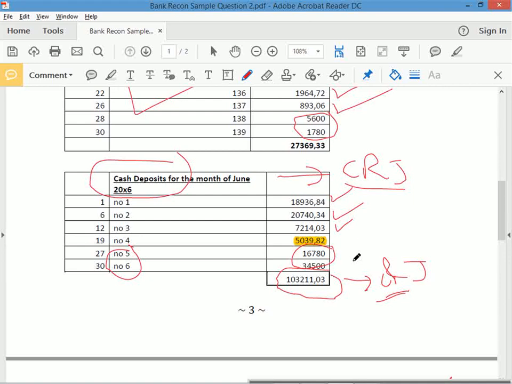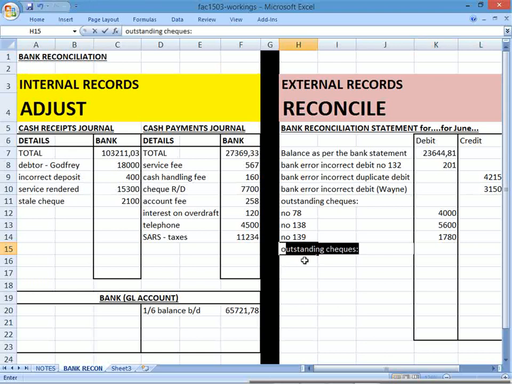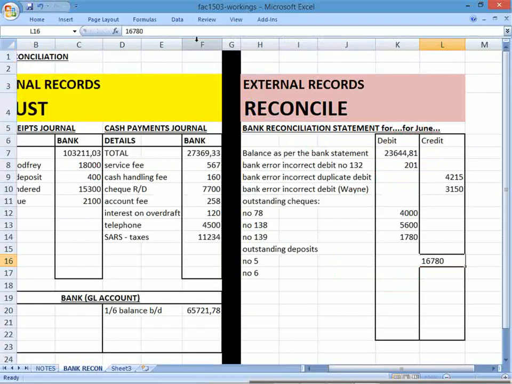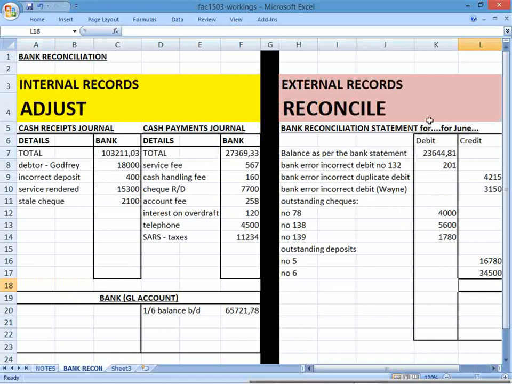So just to reconcile. It's not on the bank statement, right? So we need to reconcile. Yes. Okay, reconciling items. Good. Outstanding deposits. Number 5 and 6. The one deposit was for 16,780. The other was for 34,500. And those are your 2 outstanding deposits.